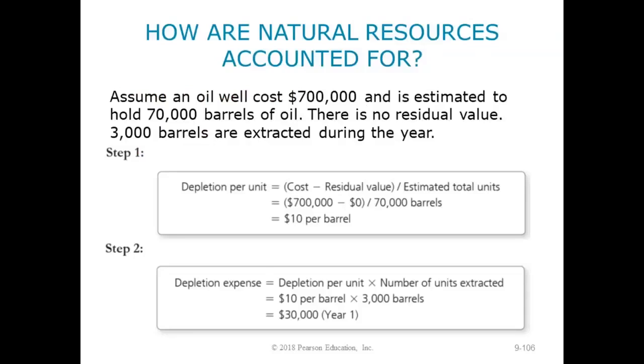In this case, it's going to be my cost of $700,000 minus the residual value of 0, and then divided by 70,000 barrels, which is my total estimated units. So I'm coming out with a depletion per unit of $10 per unit. I'll multiply that $10 times 3,000 barrels extracted during the year. And again, my depletion expense is going to be $30,000.